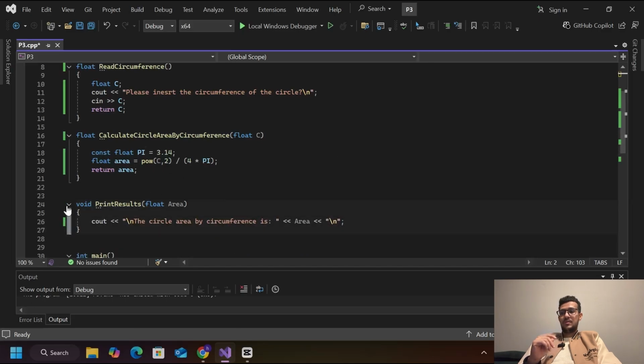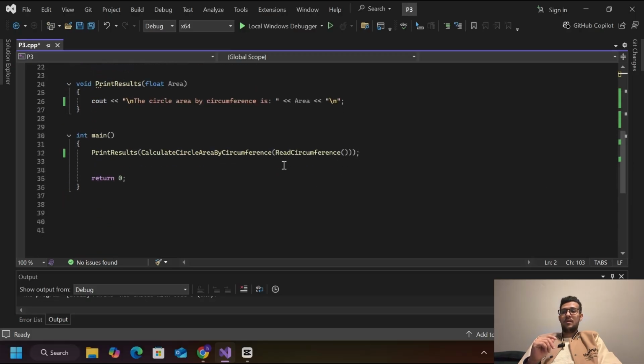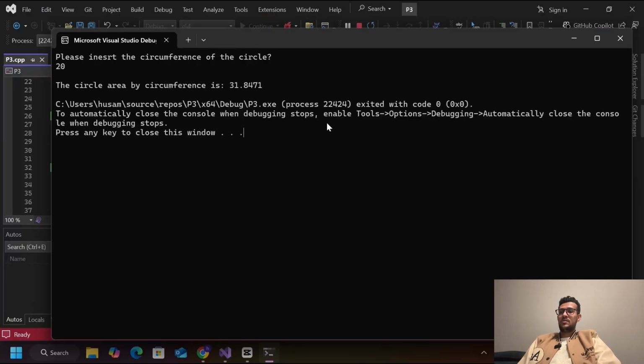Let's open it. The circle area by circumference is equal to the area. And here in the main function, once we run, the compiler goes to read the circumference, takes it, after that calculates it, and after that prints it. Let's run to figure it out. Perfect. Once we run, the compiler displays for us: please insert the circumference of the circle. Let's say 20. The answer should be: the circle area by circumference is 31.83.